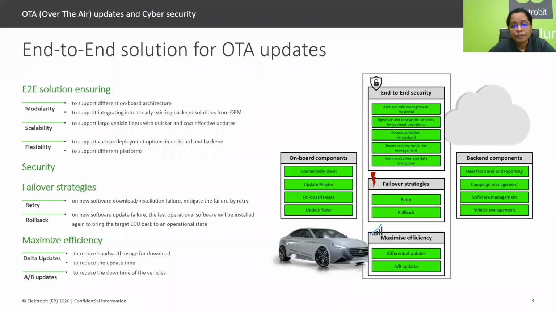To reduce the bandwidth usage for the download and to reduce the overall update time, the Delta updates approach is a good approach, wherein instead of sending the complete updated software from the backend to the target ECU, we can send the difference of the old software and the new software, that is the delta, to the target ECU. And the target ECU will make up the complete software by merging the delta to the old software.